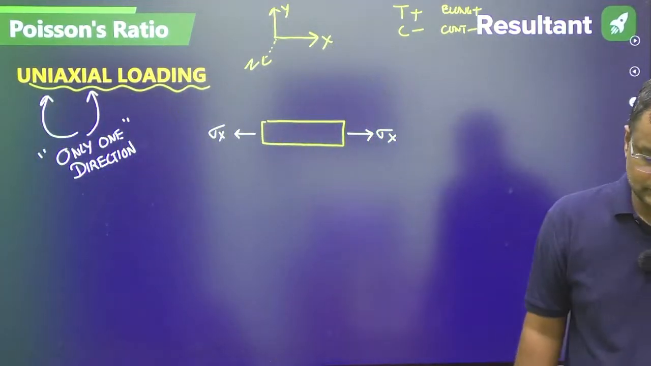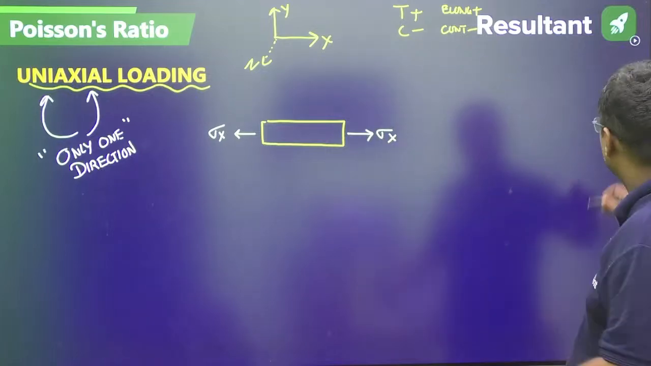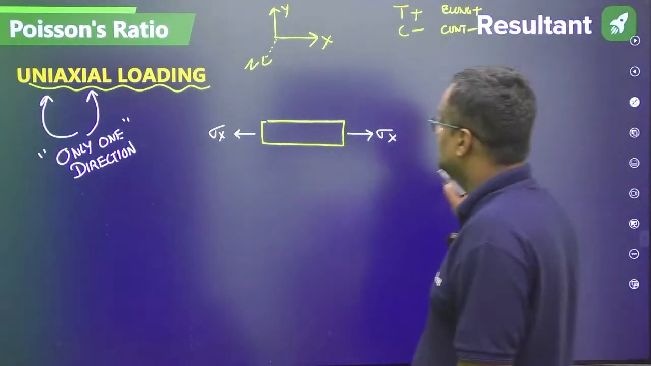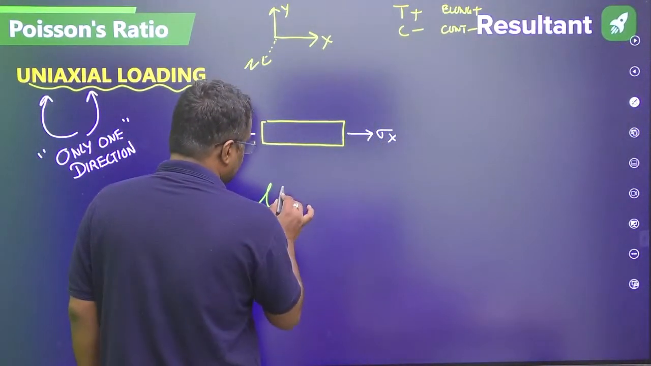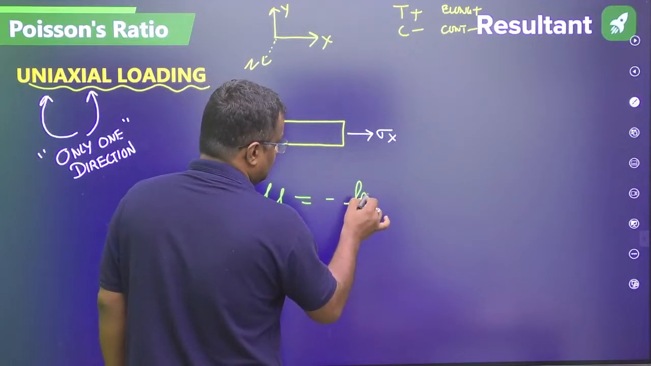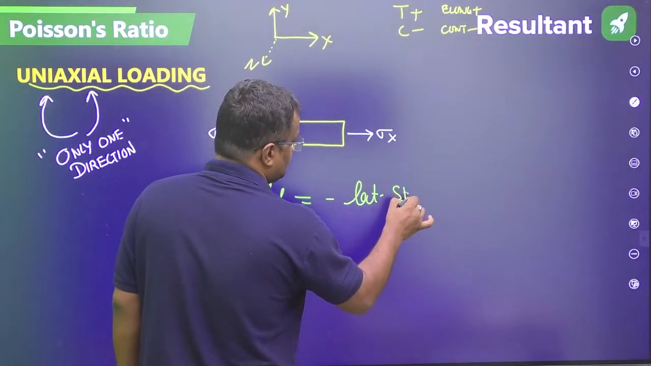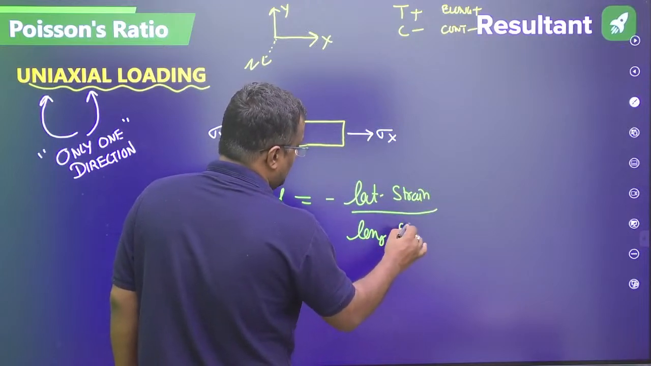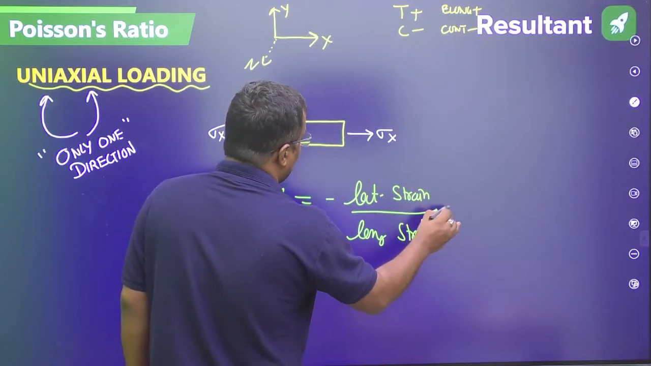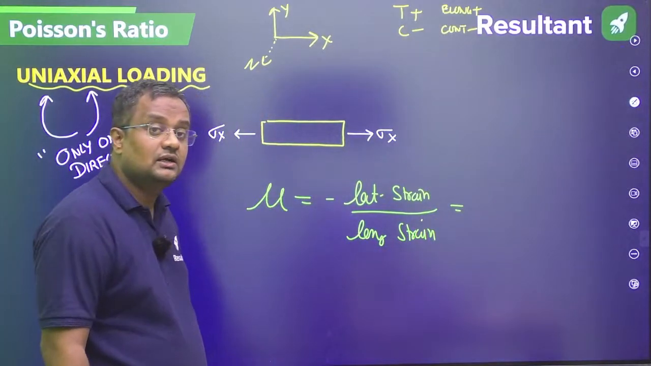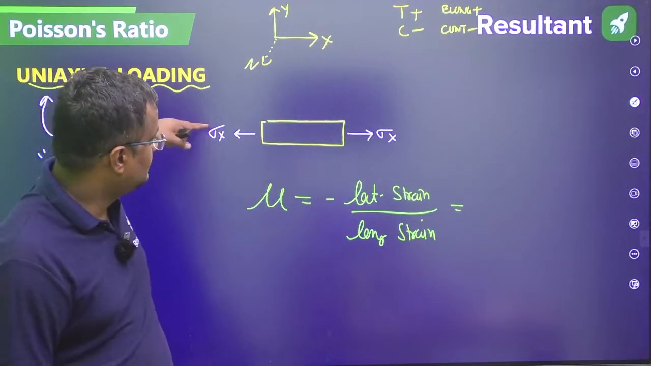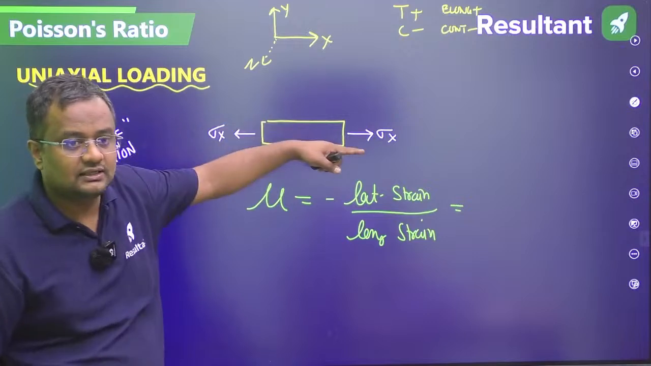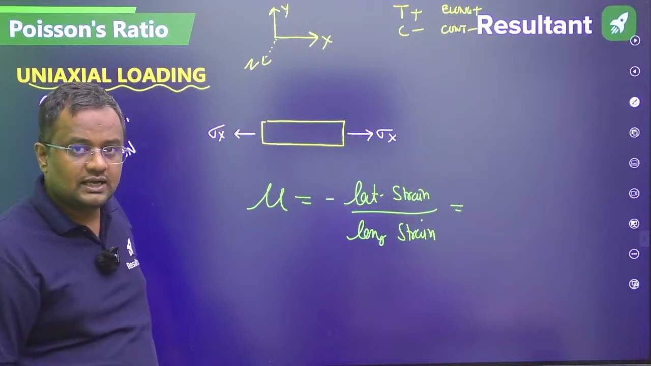Okay, only one direction. Now what is mu? Mu is equal to minus of lateral strain divided by longitudinal strain. Longitudinal does not mean the bigger one; longitudinal means where the stress is acting. So here the stress is acting, so this will be the longitudinal, guys.